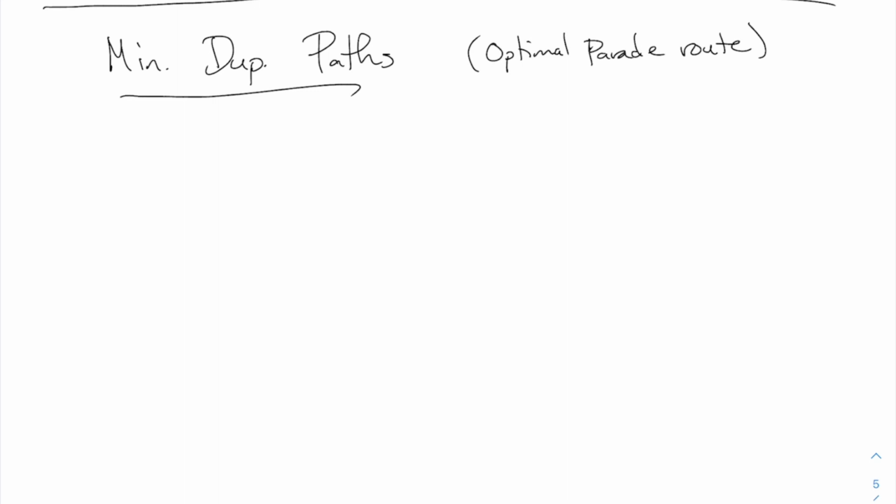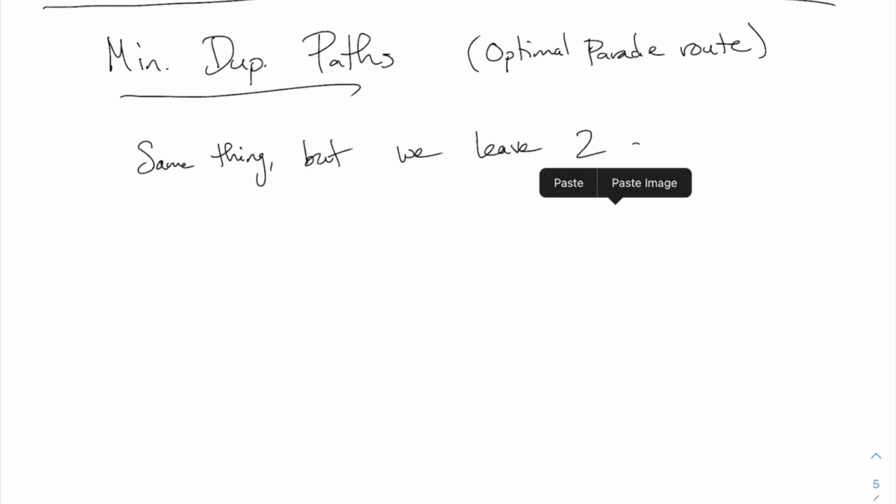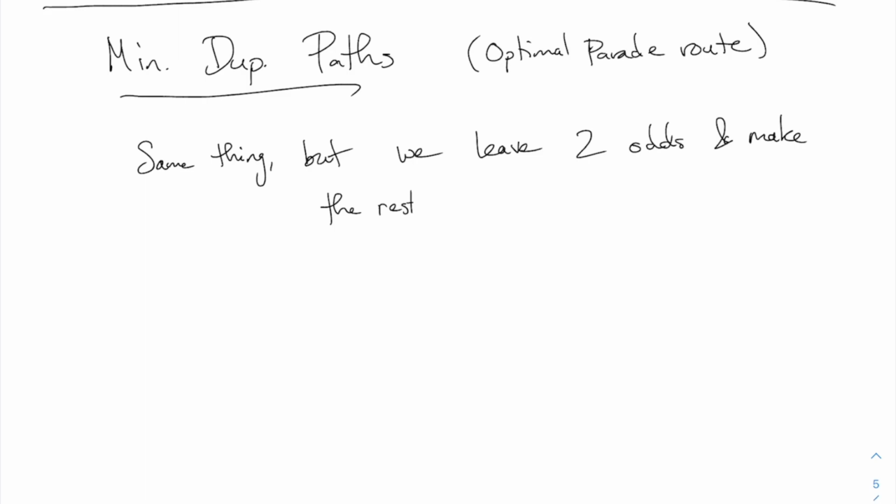I will just say in words, same thing, but we leave 2 odds and make the rest even, because that's what gets you an Euler circuit. An Euler circuit is they're all even, but to just get an Euler path, you can have 2 odds and the rest be even. So we do the same thing, but we leave 2 odds and make the rest even by edge doubling. Otherwise, it's the same deal. It's just that you don't have to turn them all even. You can leave 2 of them as odds.